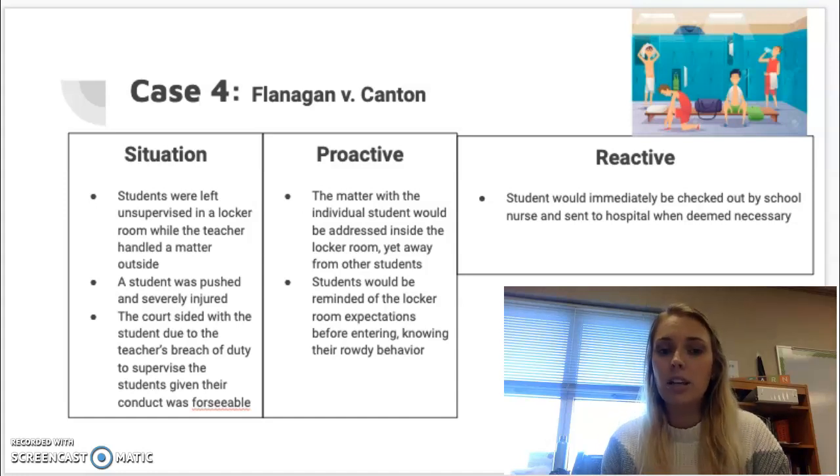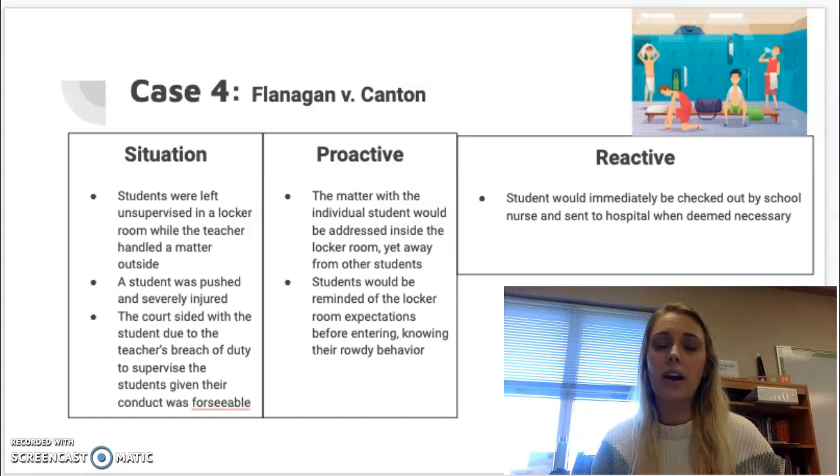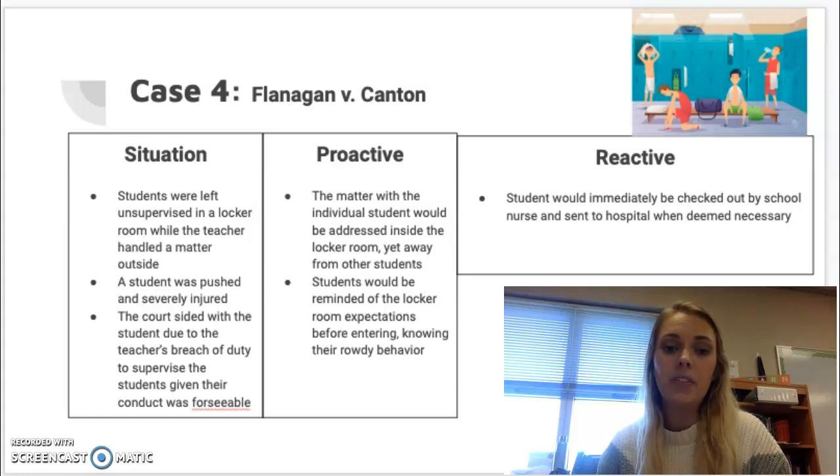So proactive measures I would have taken, the matter with the individual student would be addressed inside the locker room. So she could have had that conversation inside the locker room, just away from other students, so she could still have an eye on what's going on. And then students would be reminded of the locker room expectations before, since she was aware of their rowdy behavior.